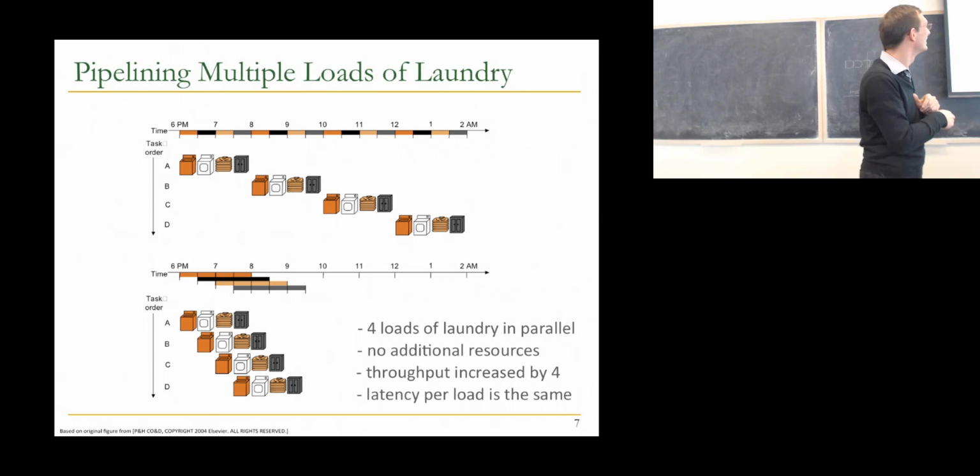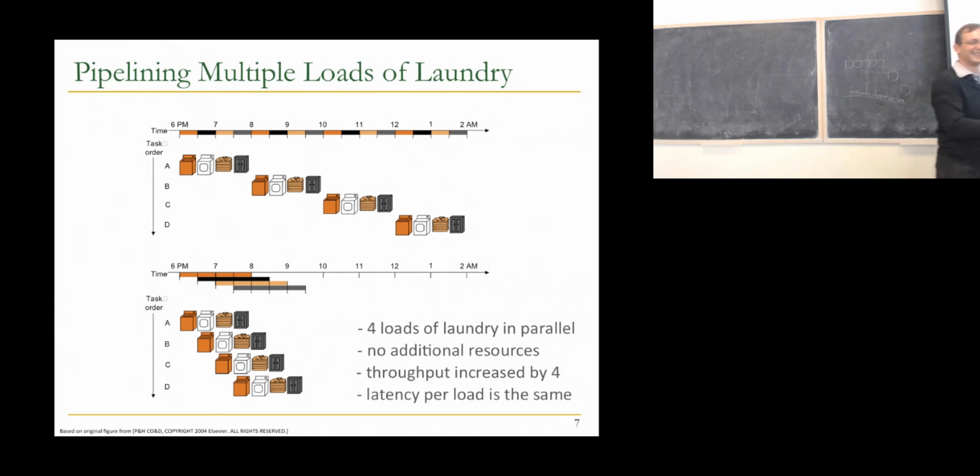And at the steady state, there is one load at each stage of the laundry processing pipeline. And you don't need any additional resources in this case, because it's beautiful. Everything is independent of each other. Each load is independent. And throughput is increased by 4 in this case, right? And you're done by 9:30 p.m. And then you can play games or do your 447 assignment. Actually, you should be doing your 447 assignment while all of this is going on. It doesn't matter.